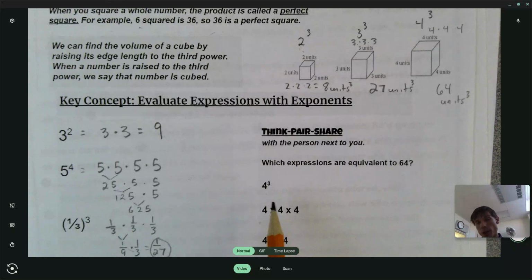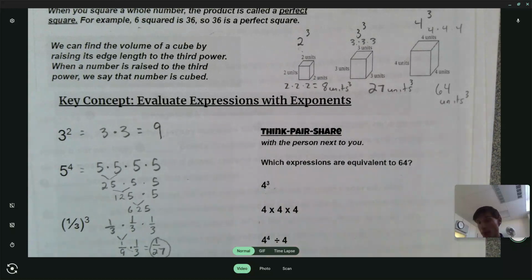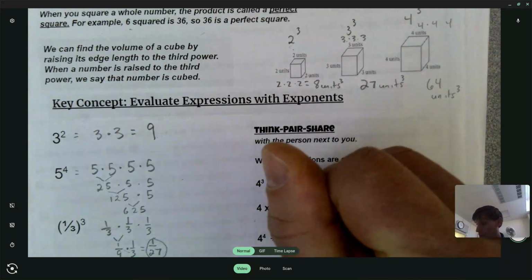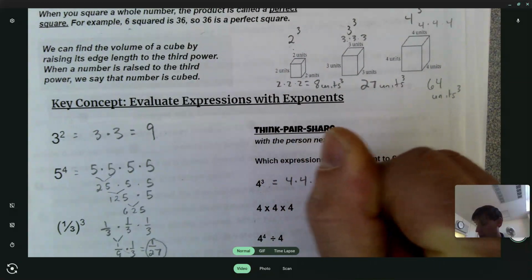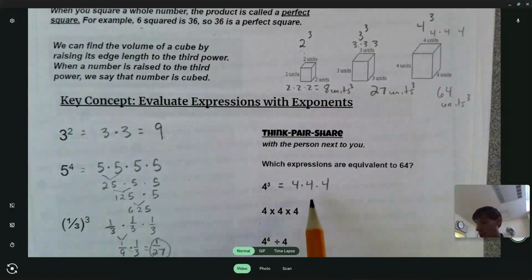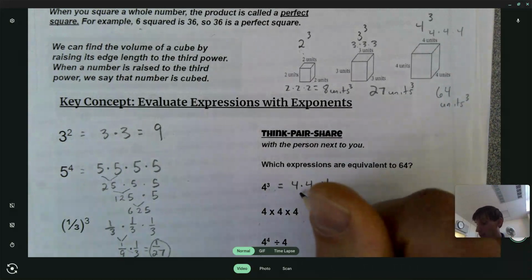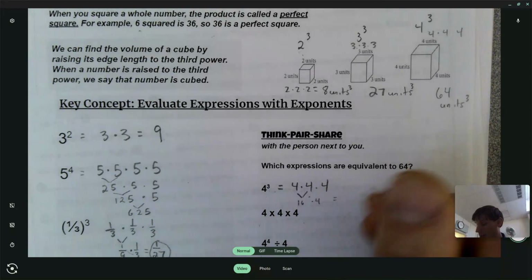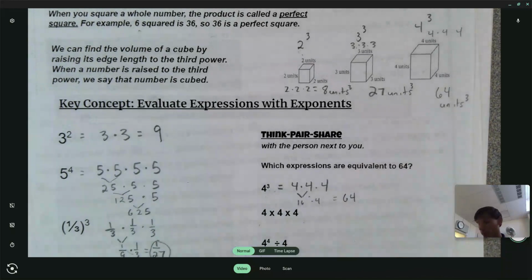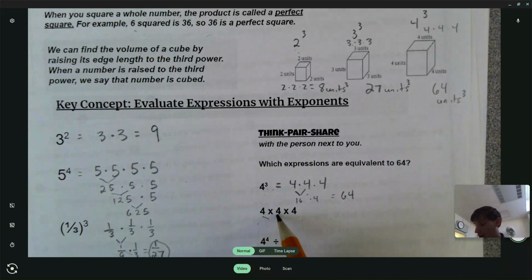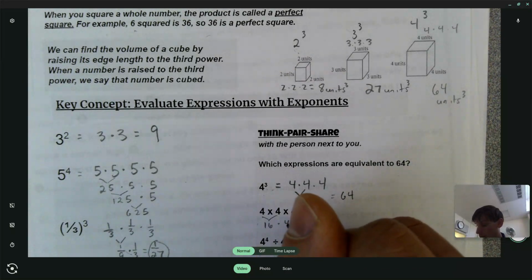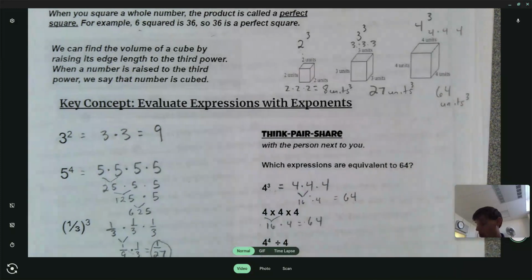But if we're going to continue here, let's see. If we have 4 to the third power, that really means 4 times 4 times 4, right? So we see 4 times 4 times 4 and 4 times 4 times 4. We see these are both the same expression. And if you multiply them out, 4 times 4 is 16, 16 times 4 equals 64. So you see those are both the same.